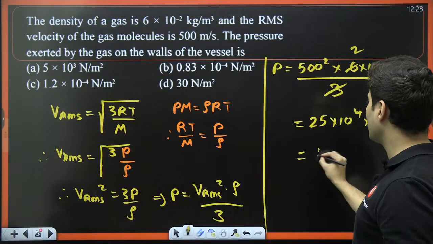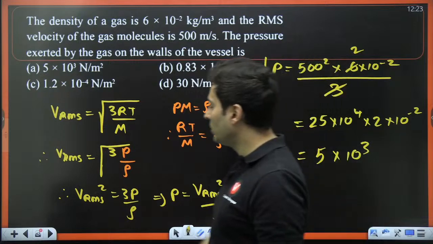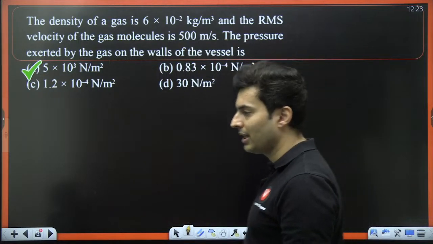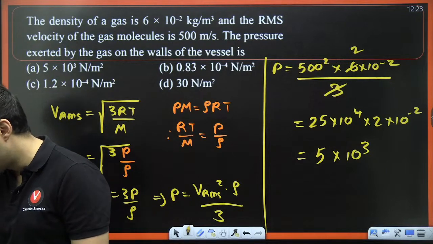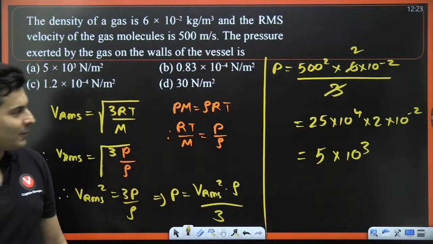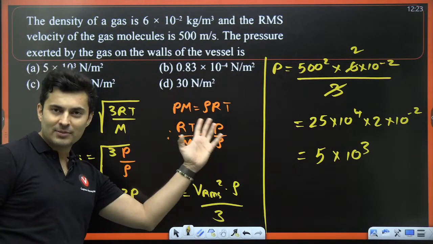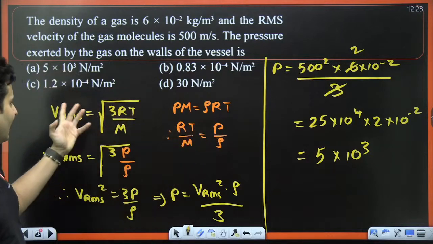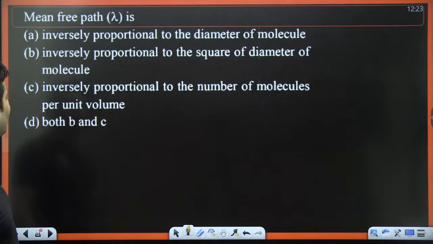So yes, just check this out. Is it 5 into 10 to the power 3? Yes, option A, 5 into 10 to the power 3, everyone. Very good. Amazing. So we had to use two formulas over here. One was the ideal gas equation, the second was the RMS speed formula. These kinds of questions are again very common.